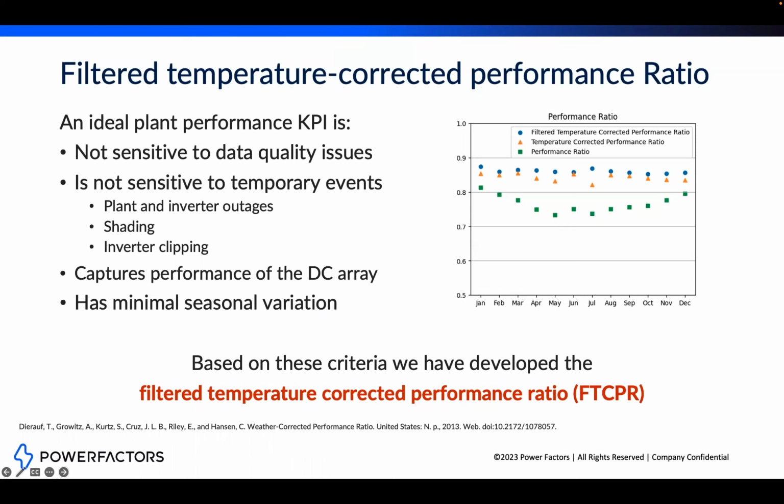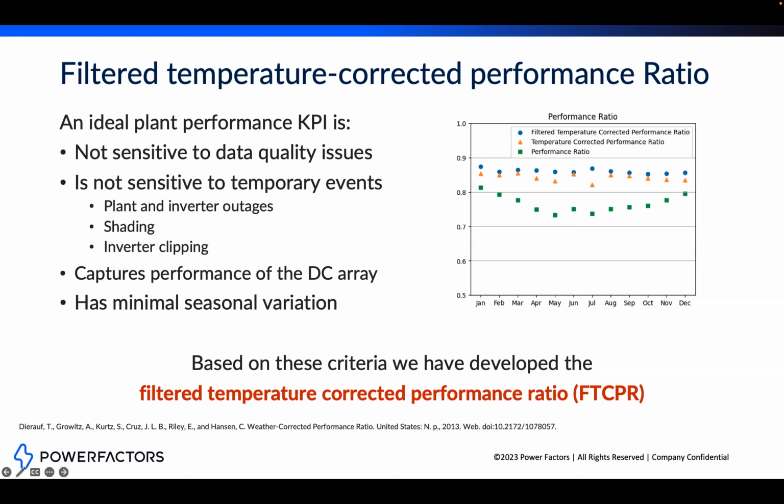Now, it should be clear here that we're specifically looking for a KPI that captures performance of the DC field. So this is not going to capture overall plant performance. It's going to specifically avoid many issues like inverter availability or grid curtailment. We do have KPIs that focus on total plant performance and outages, but this KPI is really for DC performance.